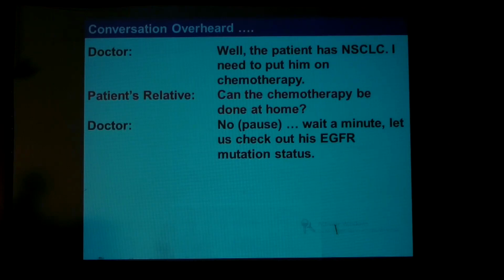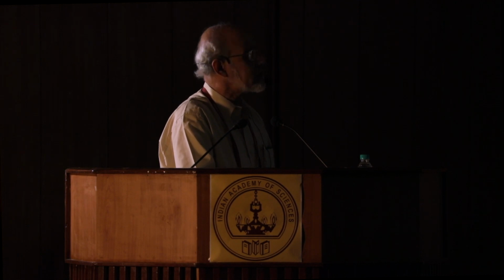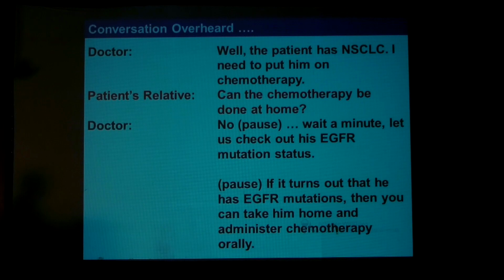The doctor's immediate reaction is no, but then he takes a pause and says, wait a minute, let's check out his EGFR mutation status. I'll come back to what EGFR is. It's a gene in the genome of this patient, and he wants to check out the mutation status, meaning if there are alterations in this gene. And then the doctor goes on to explain that if it turns out that he has EGFR mutations, then you can take him home and administer chemotherapy orally.